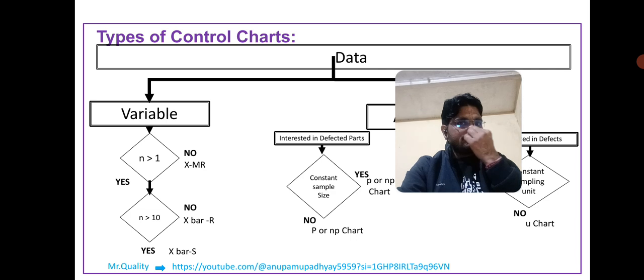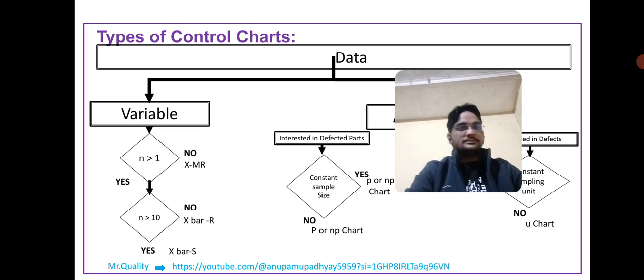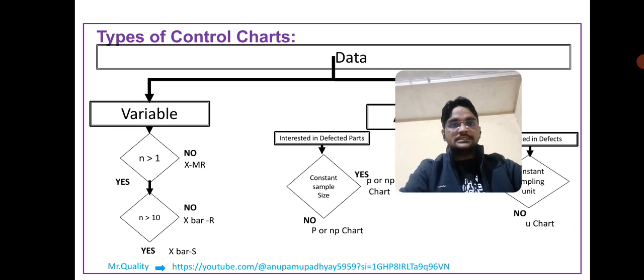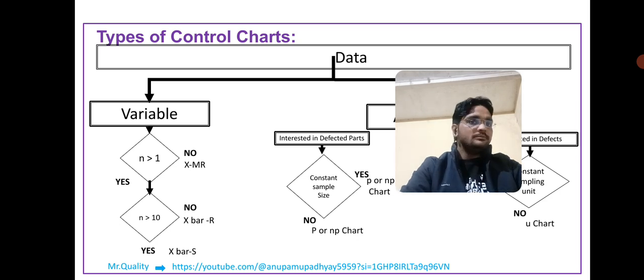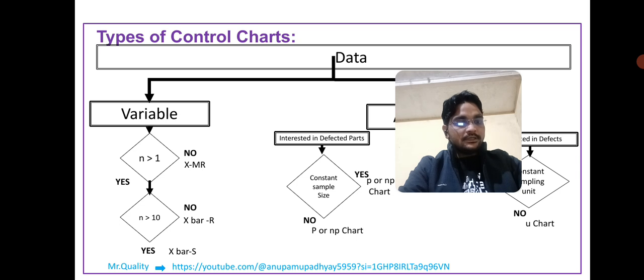Means in variables, if the sample size is equal to 1, we can use the XMR chart. If the sample size is greater than 1 but less than 10, we can use the X bar R chart. And if the sample size is greater than 10, we should use the X bar S chart.